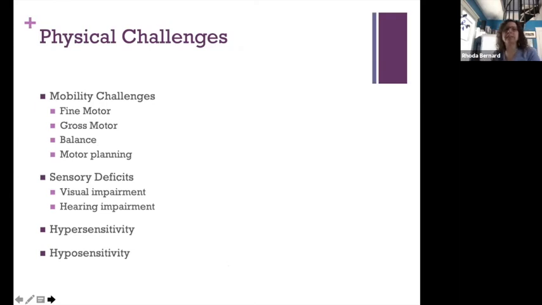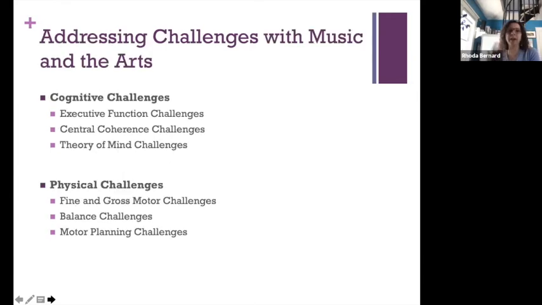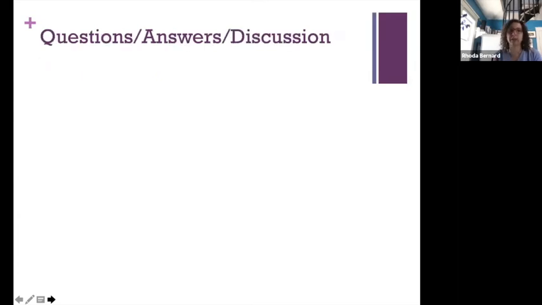You can also see visual impairment and hearing impairment for sensory deficits. You can also see tactile impairment as well, or olfactory impairment as well. And then there's hyper and hyposensitivity. And all of these are challenges that we might see. And we can address them very well, as I've talked about, with music and the arts.